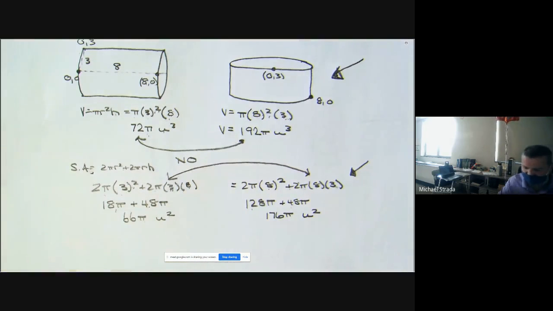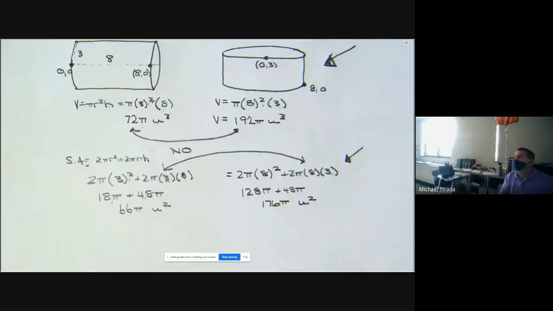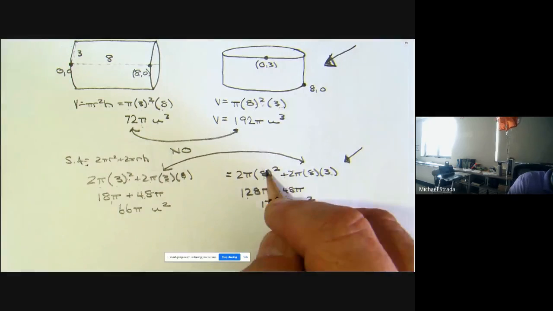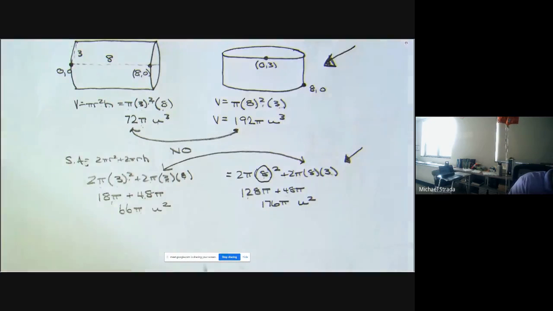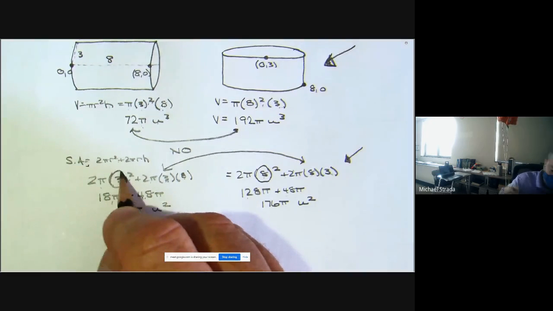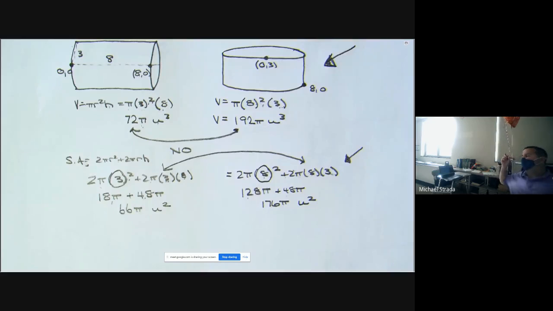The lateral area is exactly the same. Good. So that means the change is created by the base. And that is because what? Here, what number is being squared? And here, what number is being squared? 3. So which one has the greater impact on a change in your volume, the height or the radius? Why? Because the radius is being squared in the first part. All right?